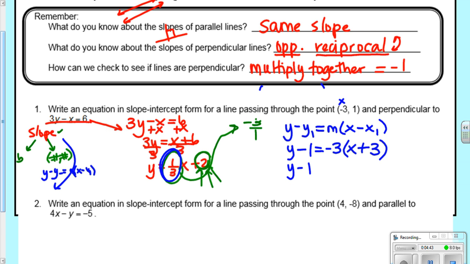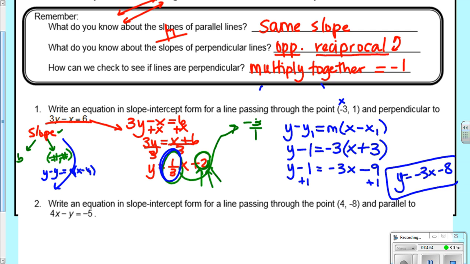And again, I got the -3 for my slope from the opposite reciprocal of this guy right here. Now I just work this out. Distribute my -3, add my 1, and y equals -3x minus 8. And there's my equation. Okay, a lot of work, a lot of thought processing.